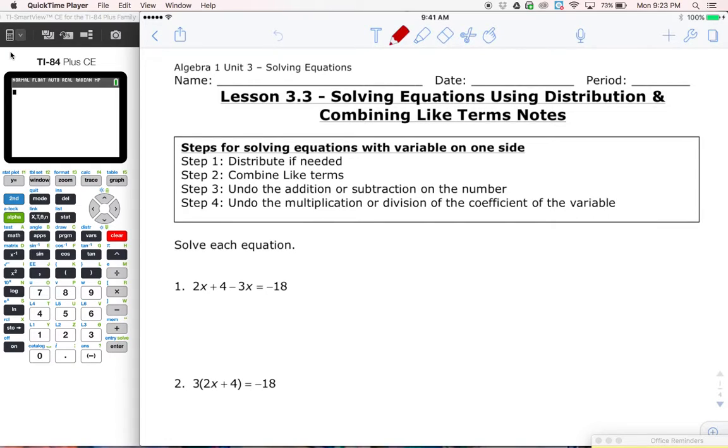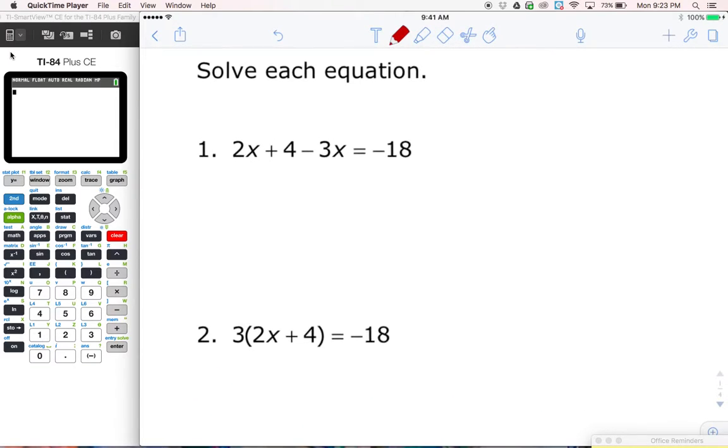All right, lesson 3.3. Today we're continuing our work with solving equations. This time we're looking at ones where we have a couple of extra steps at the beginning. If you want to read through these 4 steps, they do have the instructions for how to solve problems like this. I'm going to skip over these and we're just going to talk about the problems that we have here. All right, problem number 1.